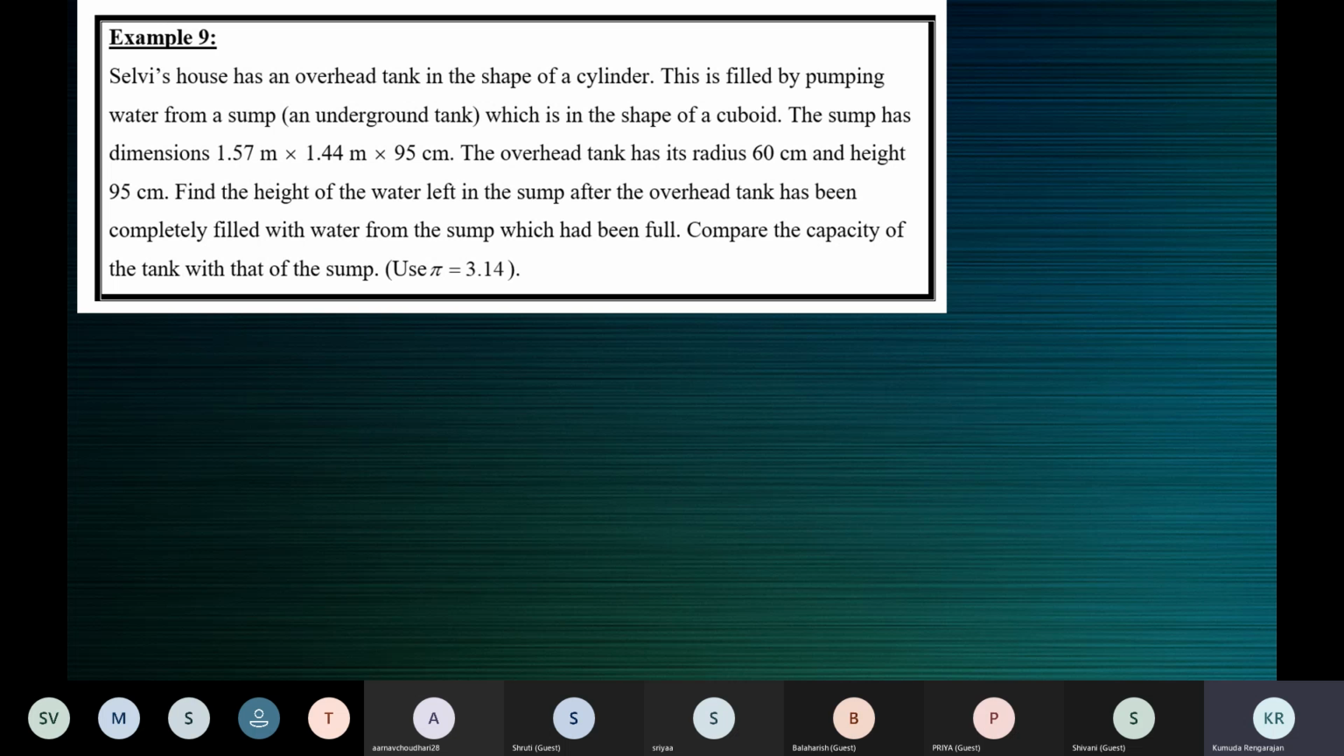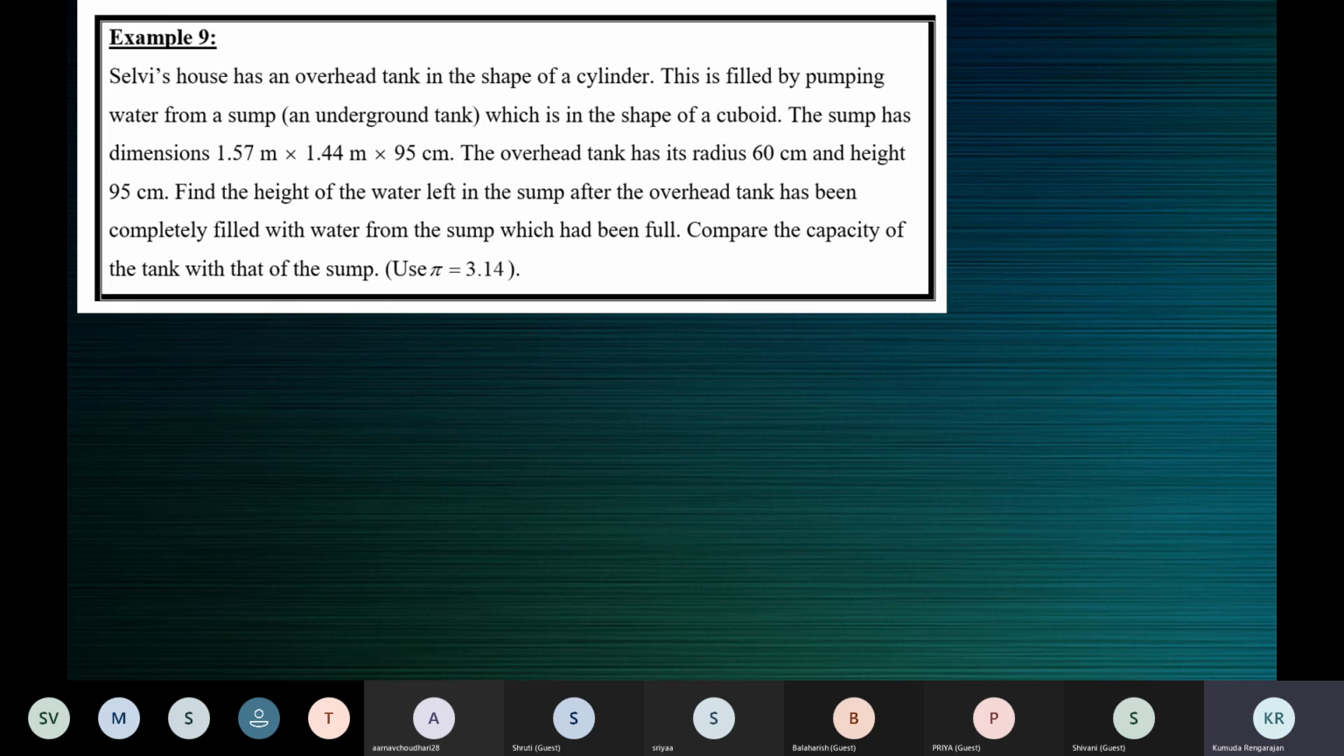Sump full of water. Overhead tank empty. Water is pumped from the sump. Let me come again. The sump, which is in the basement, is full of water. The overhead tank is empty. Water from the sump is pumped up to the overhead tank. So after some time, the overhead tank is full of water. The cylindrical tank is full of water.